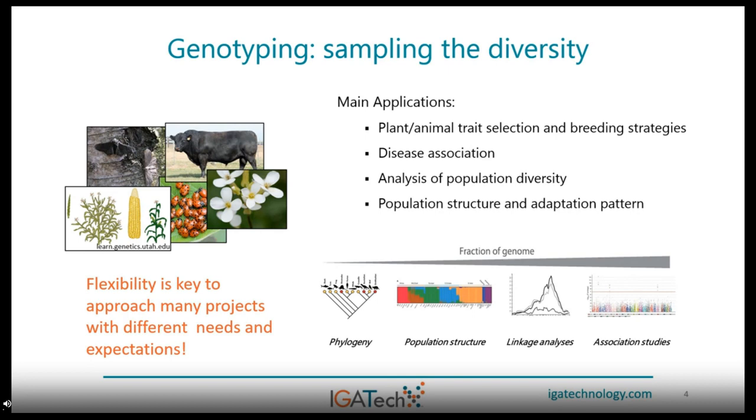And all of these applications need different levels of resolution to cope with the goals. For example, we can run from just a phylogenetic analysis with a few hundred markers, while association studies might require hundreds of thousands, if not millions, of markers. And so the flexibility of a genotyping platform is one key element to be able to provide a cost-effective solution to a quite wide range of scope of analysis.